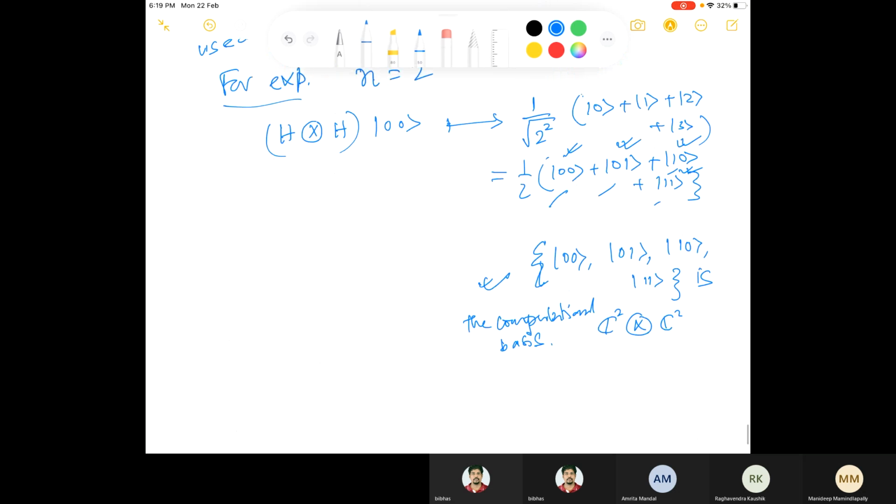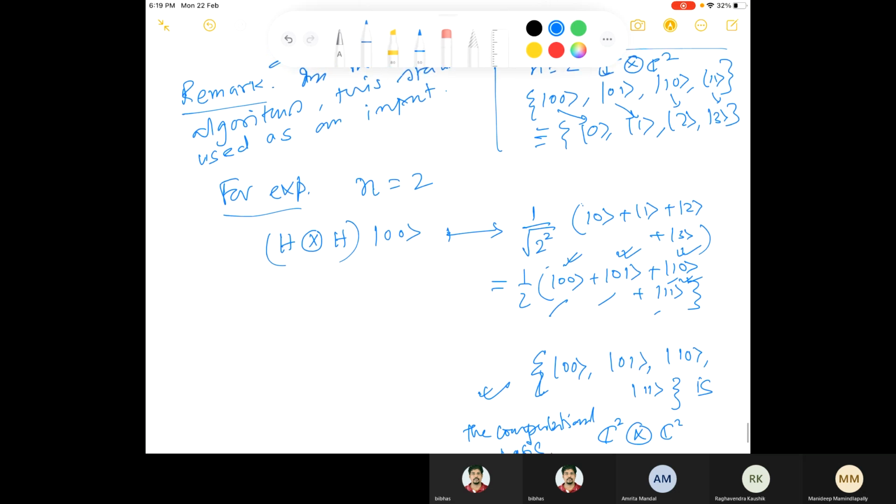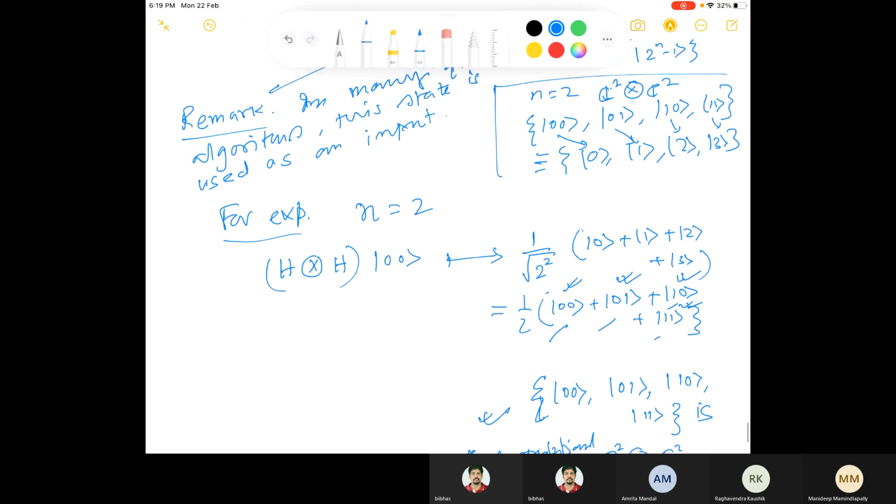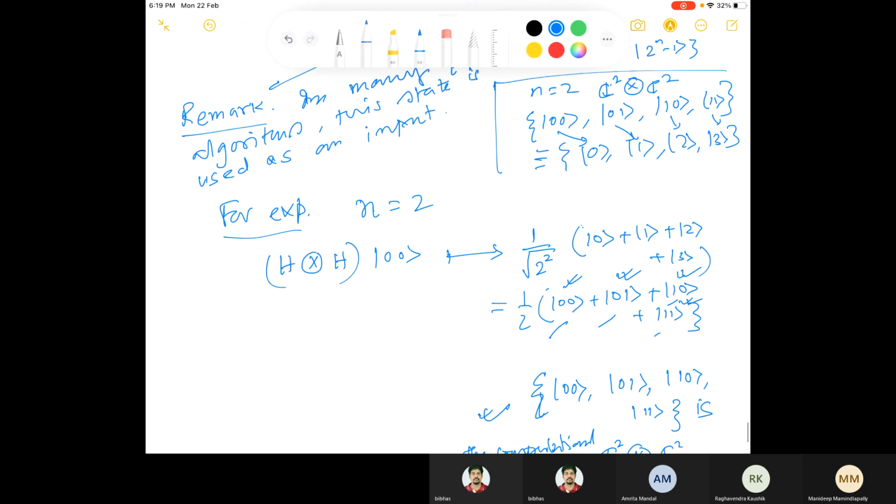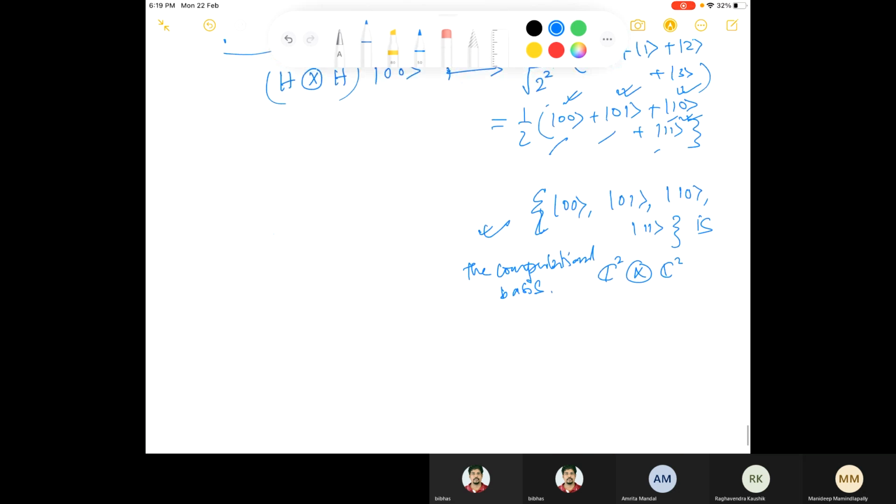Okay, so this is one of the fundamental things in quantum computation, used as an input. And another note I want to make here, because I'll use this whenever I consider, let's say, the quantum Fourier transform, something like that. So what is the effect of this H? H on 0. Now see, what was that?